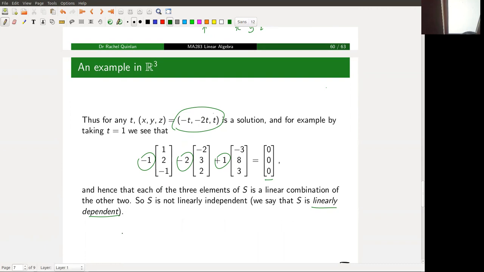In fact, in this particular instance, the fact that we have an expression for the 0 vector as a combination of the three vectors of S where none of the three coefficients is 0 means that we could pull any one of these to the other side of the equation and write any one of these three vectors as a linear combination of the other two. And that means that we could throw out any element from S and leave ourselves with a set of two elements, which would still be a spanning set for the span of the original three.